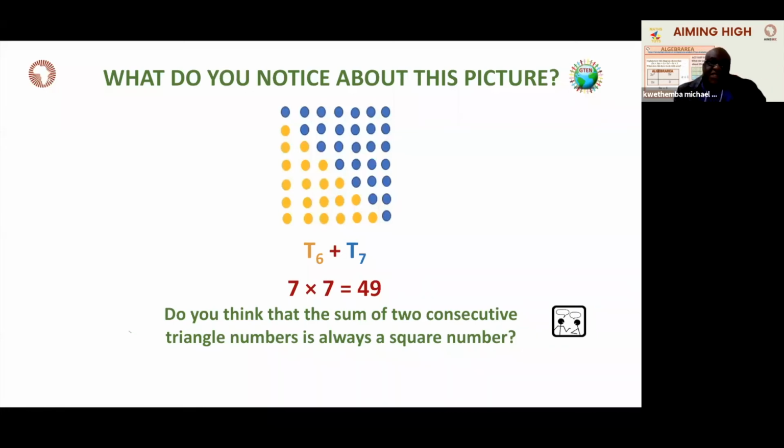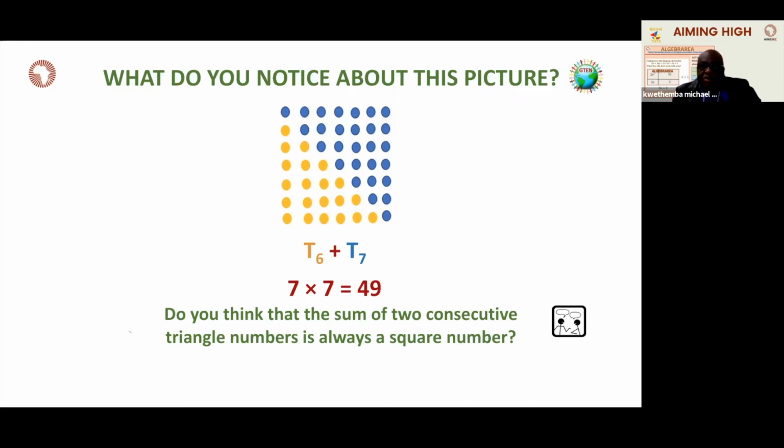If you go back to the triangular numbers, which Tony was talking of, the way they are progressing, here we have the 6th term added to the 7th term. The sum of those two gives us actually a square number. So one can actually say two consecutive triangular numbers give us a square number. And in this particular example, we have a square number, which is 49, which is a result of multiplying 7 by 7. Do you think that the sum of the two consecutive triangular numbers is always a square, judging from this picture here?